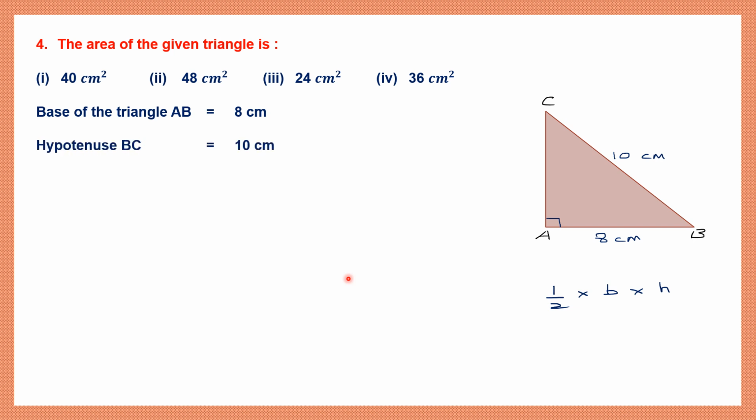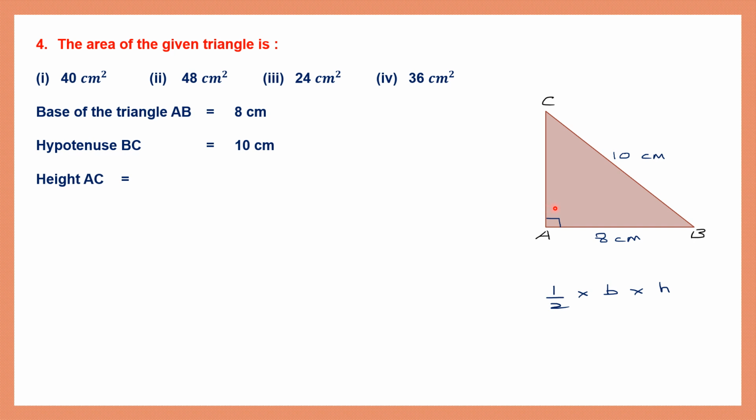The hypotenuse, BC, is called the hypotenuse of this right angle triangle because that is the side opposite the 90-degree angle. So BC is called the hypotenuse of this triangle. So the hypotenuse is given to us. Now the height AC is what we need to find out. We don't know that. Without the height, we can't find the area of this triangle. So how do we find AC?